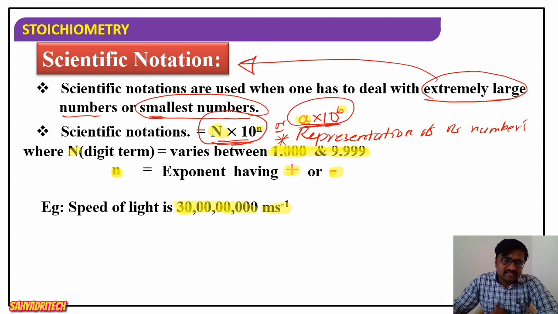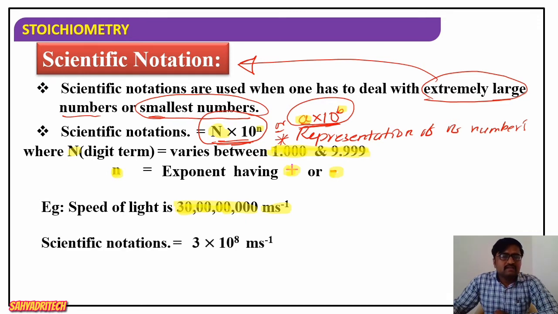So instead of writing 30 crore in this way, how can we write it? Yes, according to scientific notation, the speed of light can be written as 3 into 10 raised to 8 meter per second. Now, in 30 crore, where is the decimal point? At the last digit, after the last zero, there is a decimal point.